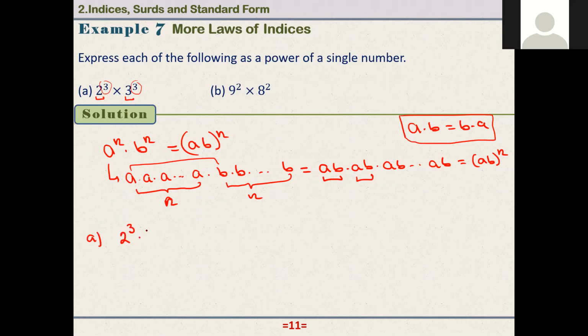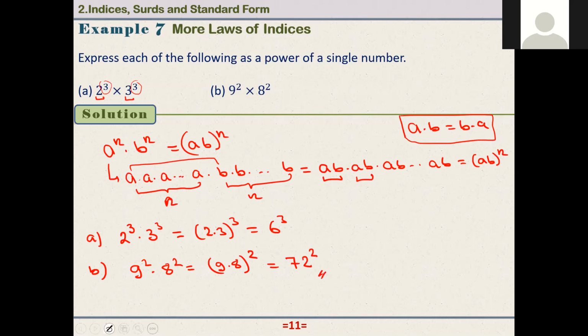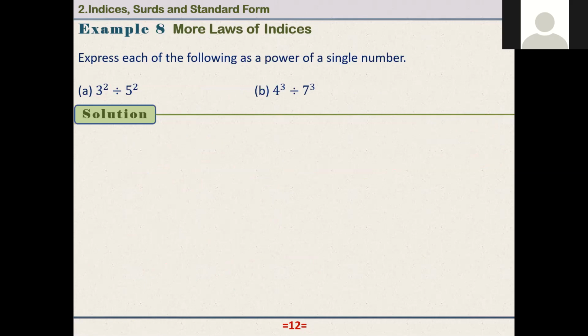2 to the power 3 times 3 to the power 3. That's equal to 2 times 3 to the power 3, which is equal to 6 cubed. And b, 9 squared times 8 squared. Again, the powers are the same, the bases are different. I can write it as 9 times 8 to the power 2, which is equal to 72 squared. All right.